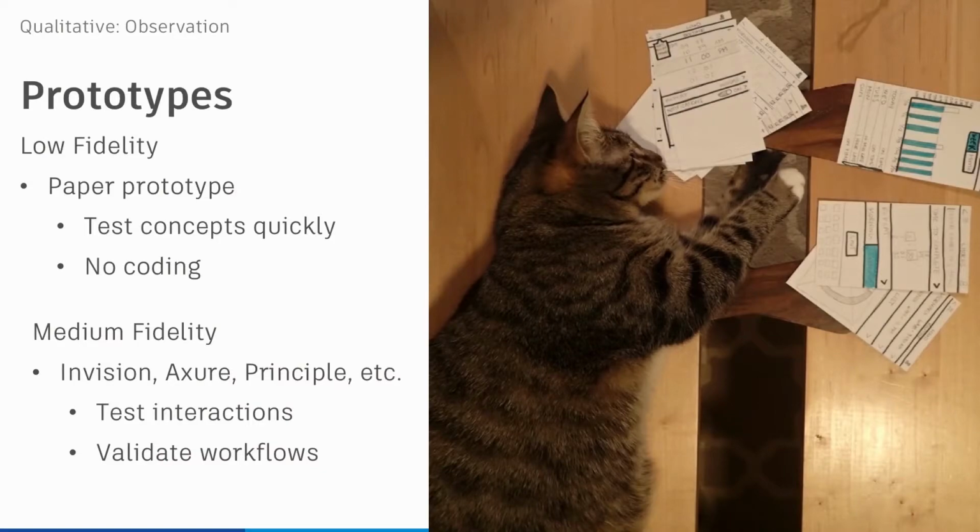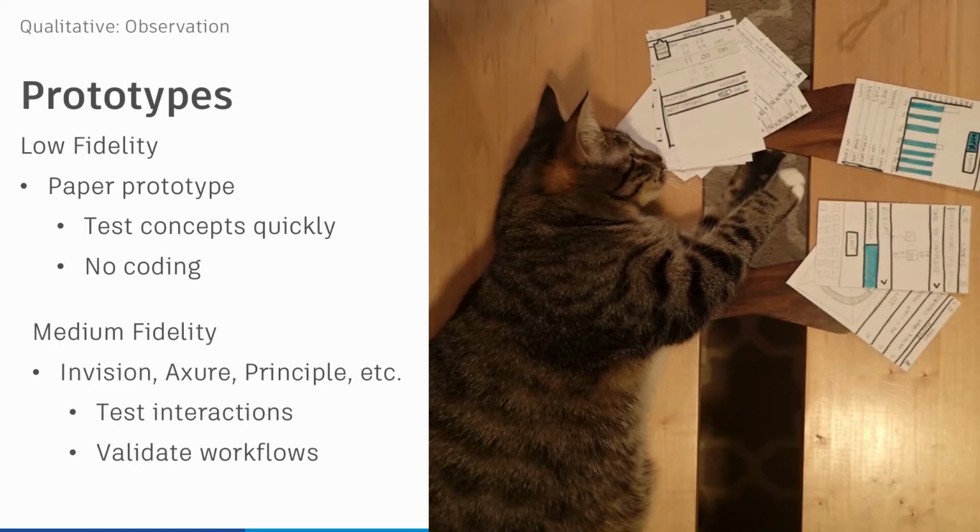Then you might also do observation. And when you think of that, you think of site visits, but I also lump prototypes in there because you're observing someone interacting with something. So you have to ask yourself, what level of fidelity of prototype do you need? You can use low fidelity, like a paper prototype. These are great because they're low cost. You can test concepts quickly without coding. You can get early, frequent feedback from your customers or your cat.